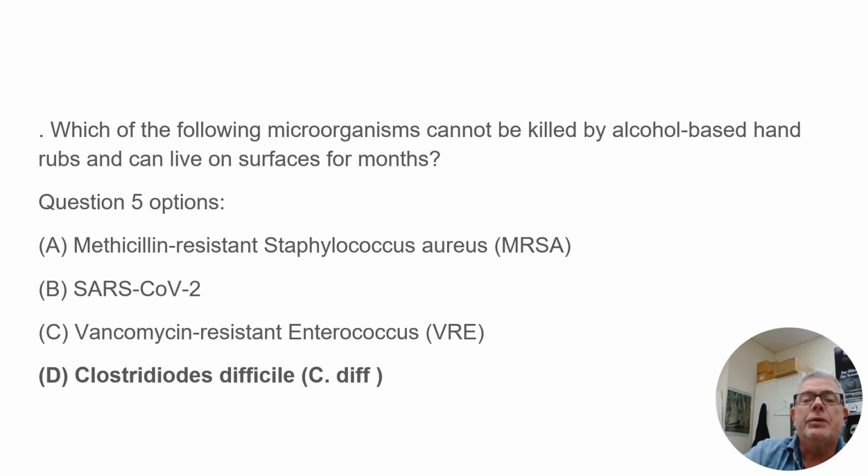Which of the following microorganisms cannot be killed by alcohol-based hand rubs and can live on surfaces for months? And that answer was D, Clostridium difficile, C. diff, responsible for colitis. It's one of those spore-forming bacteria, very similar to anthrax, that is very, very difficult to kill on outside surfaces, usually requiring the use of an autoclave machine.